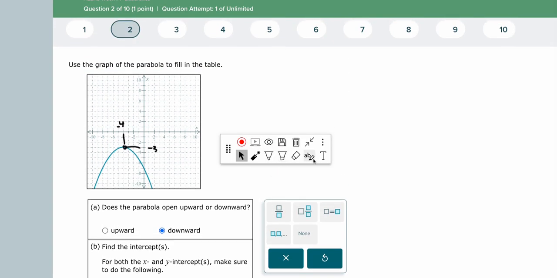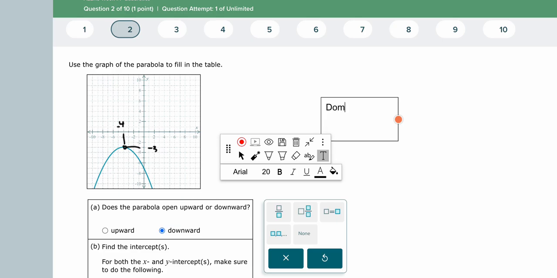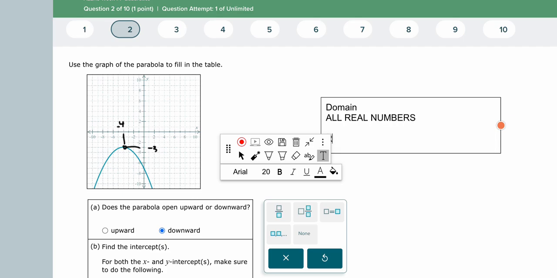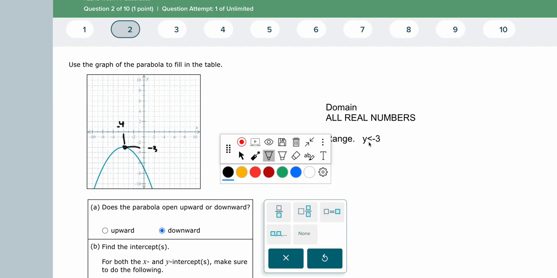If they ask me for the domain, which they don't, but let's just do it so we all remember the domain. This continues, it's a parabola, so it's going to be the 3 words. Do you remember the 3 words? All real numbers. The range, this is pointing down. So for down, the range is y. This one's down. This is the less than. And the greatest number right there is -3. So it would be like this: y is less than or equal to -3. Why? Because right there is -3.